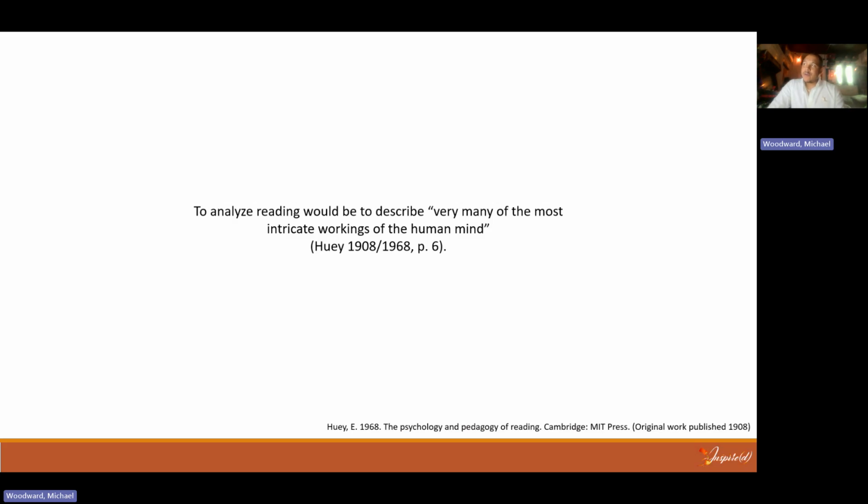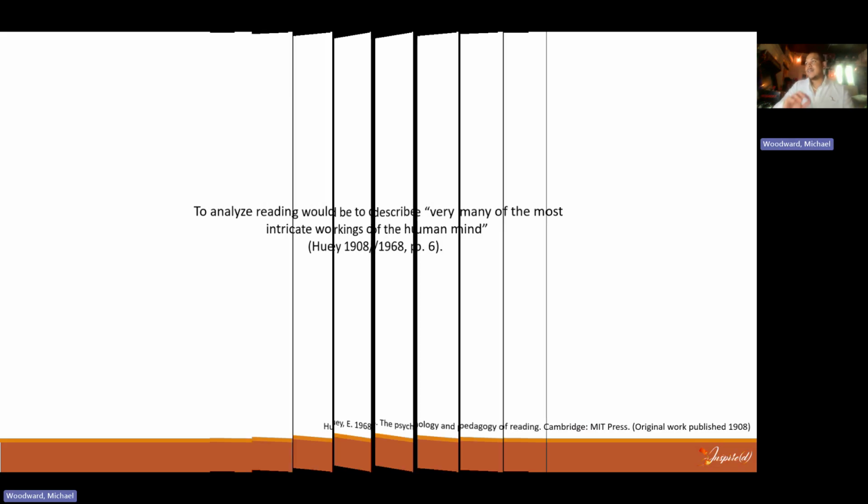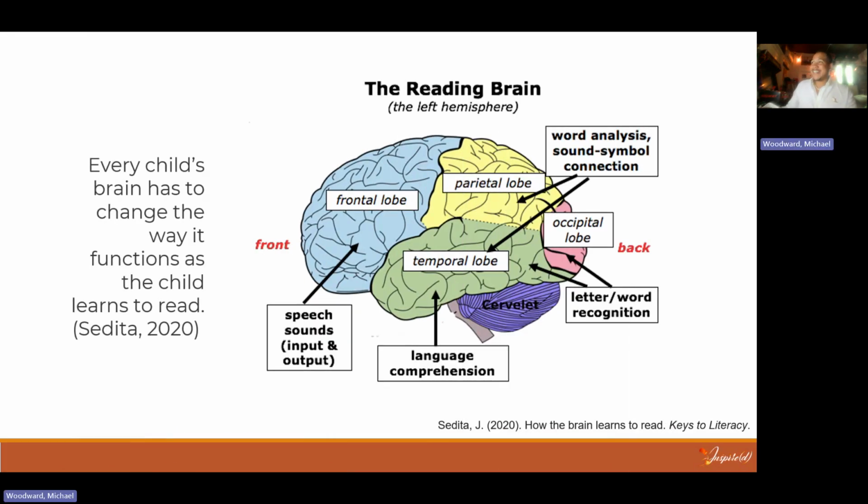To analyze reading would be to describe very many of the most intricate workings of the human mind. So, like I asked, what does that mean? We know that the brain is so complex, and that's just such an understatement when you think of the many mechanisms that work in harmony with one another just to do conscious and subconscious level tasks. I try my hardest not to go down rabbit holes throughout our time together, but I wouldn't be surprised if I went down a couple.